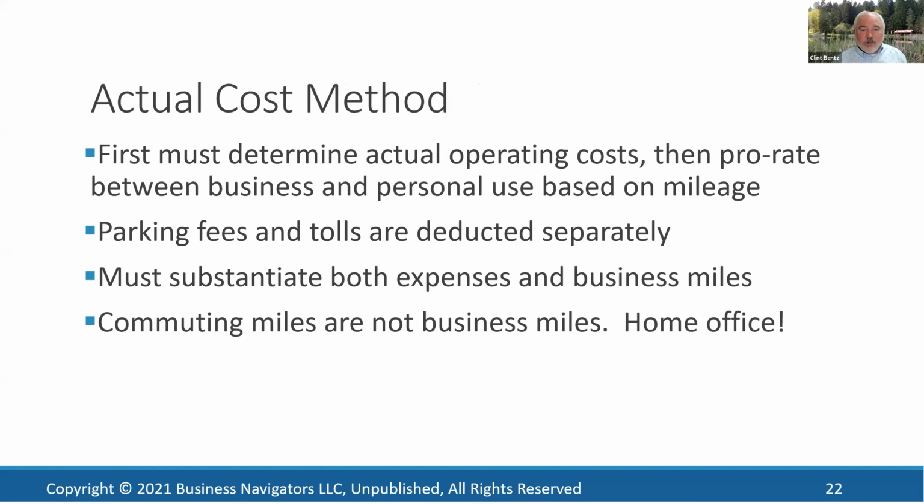All right. With the actual cost method, you have to determine your actual operating costs: fuel, oil, repairs, registration, depreciation, all those things. Then you prorate those costs between your business use and your personal use based on the miles you drove for business and the miles you drove personally. So if you drove the car 80% for business, 20% for personal, then you take all those operating costs, including the depreciation, and 80% of it will be deductible. The other 20% is not.